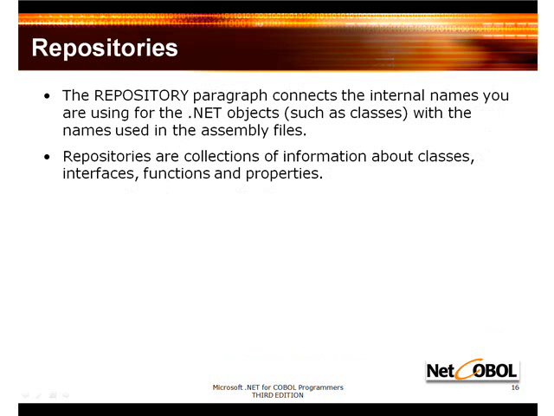The repository paragraph contains information about names that are defined in separately compiled programs or assemblies. This includes class names, property names, field names, interface names, program prototype names, delegate names, method identifiers, and of course enumeration names. The repository provides your COBOL program with all of the necessary visibility into external classes and provides what is essentially a collection of information about those classes, its functions or methods and properties. The repository is essential for building up the interface between your COBOL program and the .NET framework.